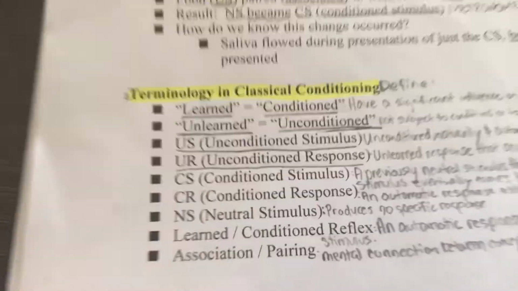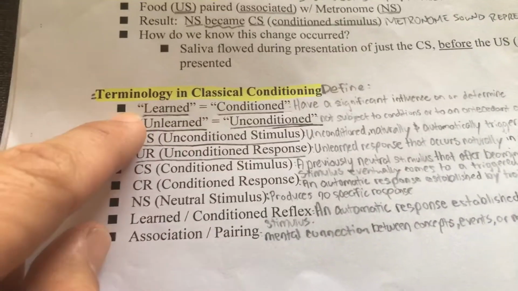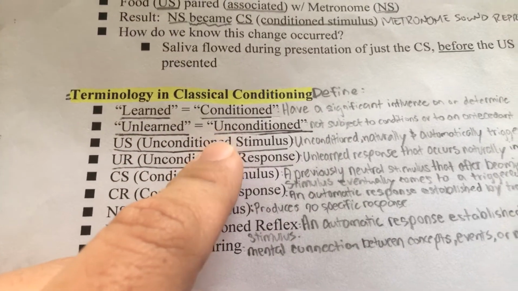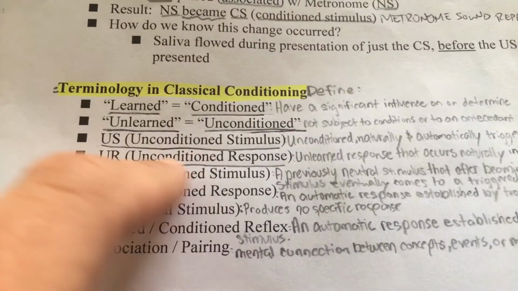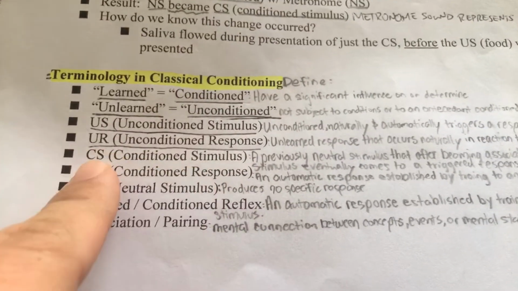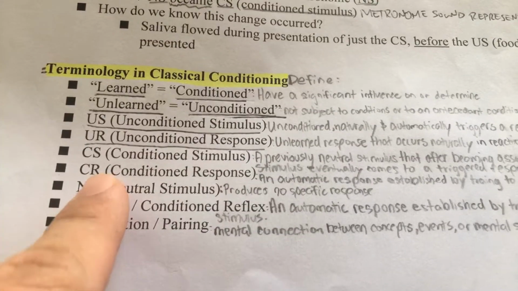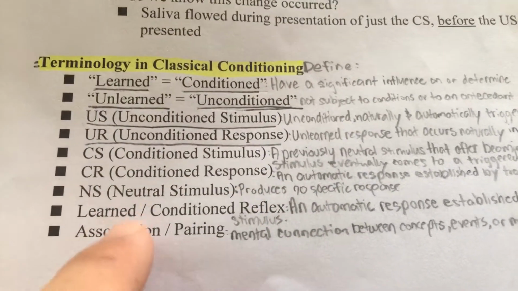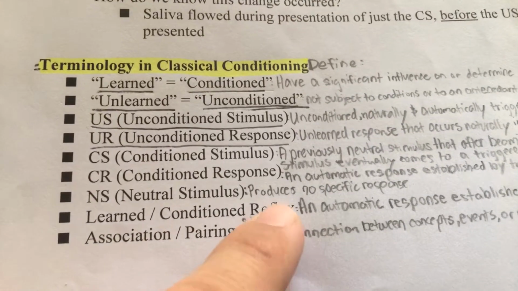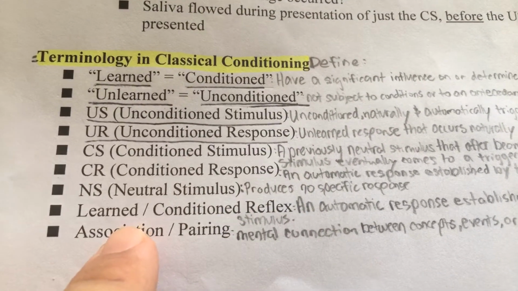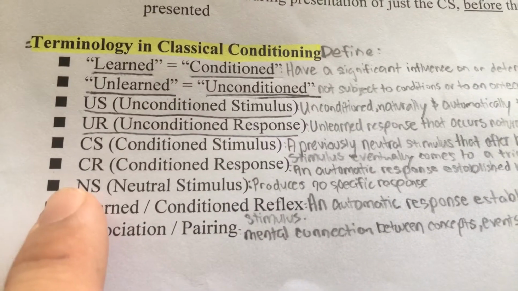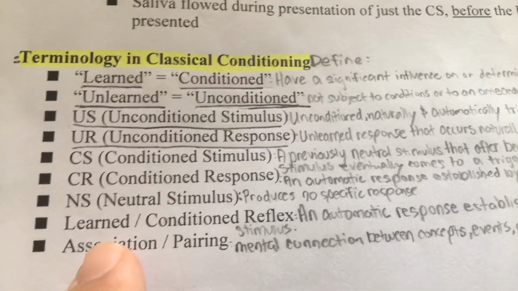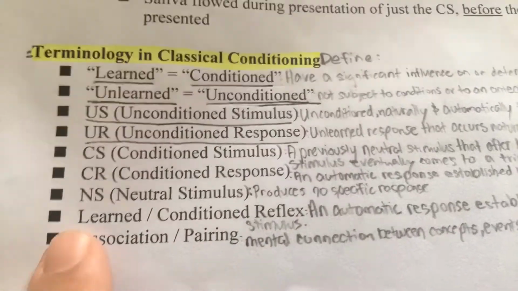So just so you don't get confused, we have learned is conditioned, unlearned is unconditioned, US is unconditioned stimulus, UR is unconditioned response, CS is conditioned stimulus, CR is conditioned response, NS is neutral stimulus, produces no specific response. So this will always be where you start. You have a neutral stimulus. Learned, conditioned reflex, association, pairing. Essentially all interchangeable.